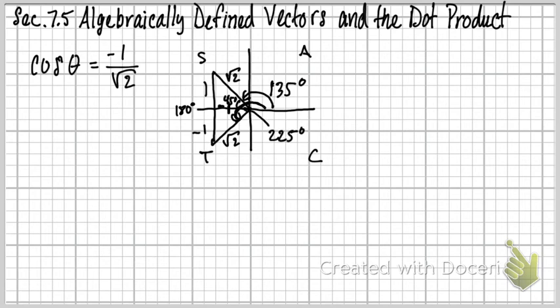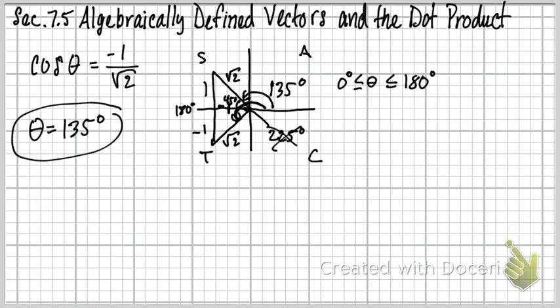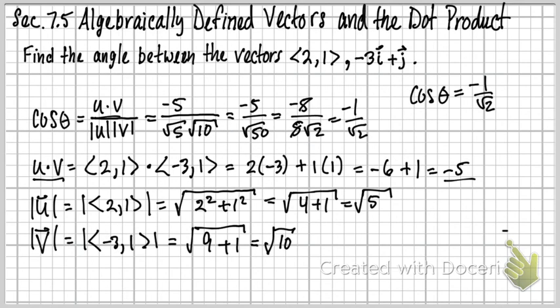Now remember, our theta has to be between 0 and 180 degrees. So we can't use the 225. So theta actually equals 135 degrees. So that's how we find the angle. We just use that second formula for it that I told you, the geometric description of dot product. So that's how we find the angle between vectors.